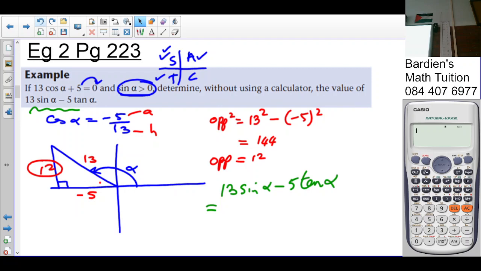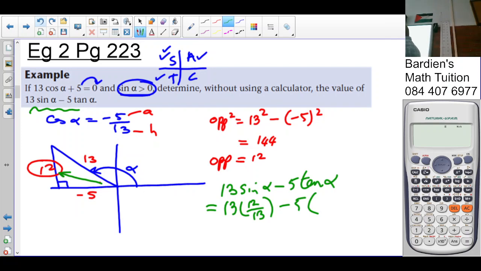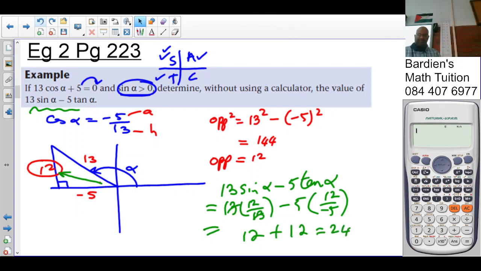So what does sine stand for? Opposite, which is 12, over hypotenuse, which is 30, minus 5 times tan. Tan is opposite over adjacent, which is 12 over negative 5. Not so? That cancels, gives you 12 plus 12. Is that correct? The answer is 24. Okay, are you all okay with that? Any confusion? No, not yet. Okay.